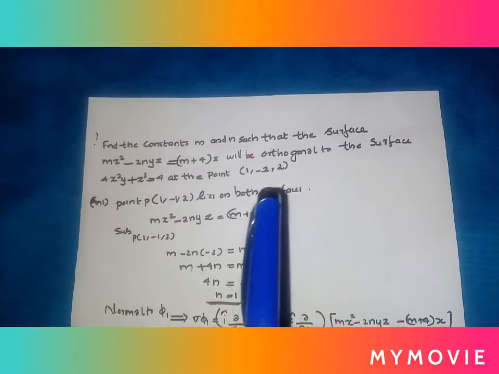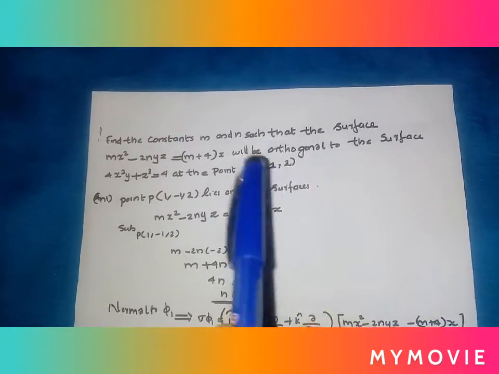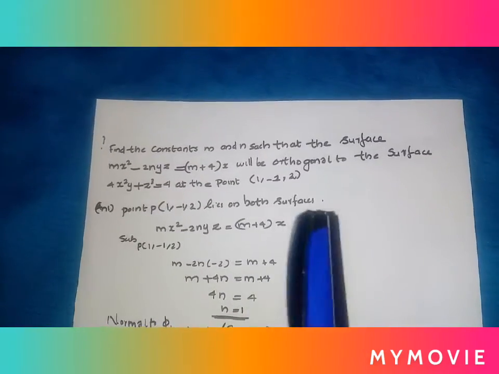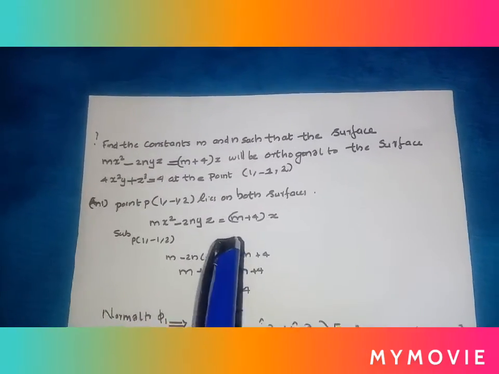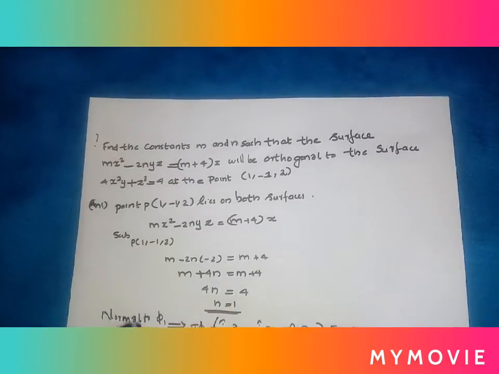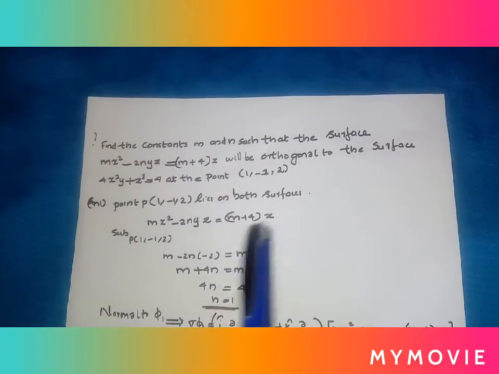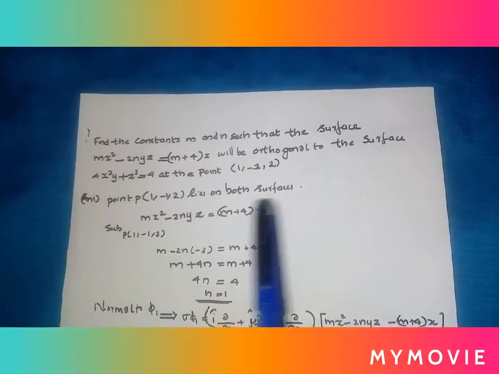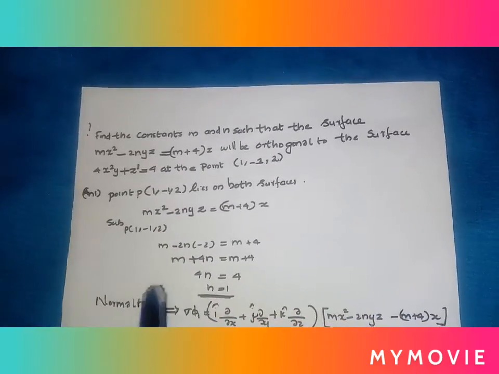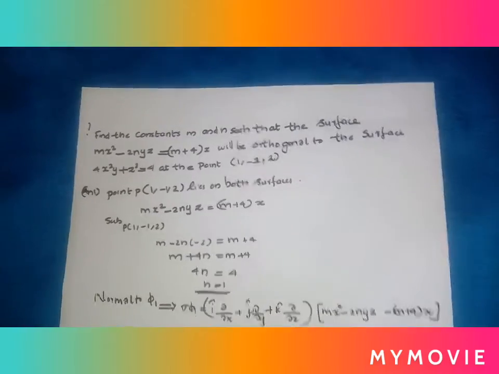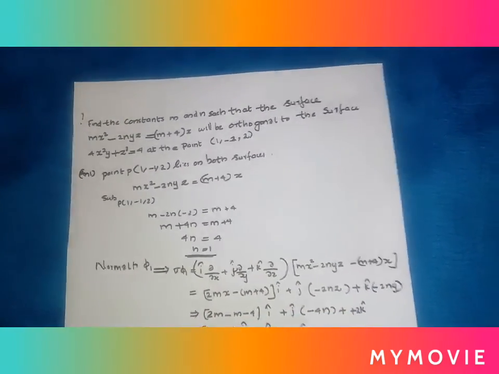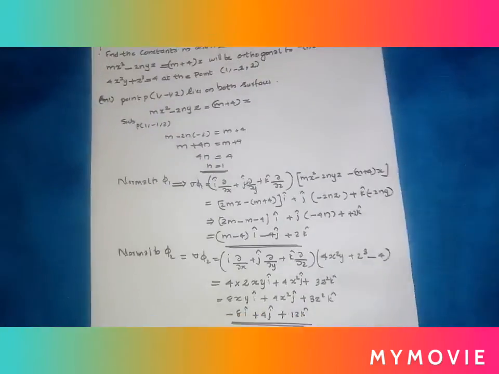At the point (1, −1, 2), the surfaces are orthogonal. That means the point lies on both surfaces also. So we have to substitute the point in the equation of the first surface, and from that we can get n is equal to 1. Next data we used here, that is they are orthogonal.